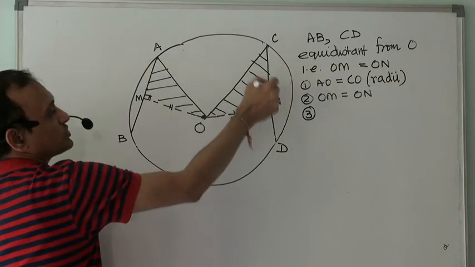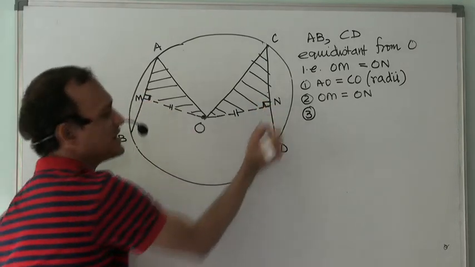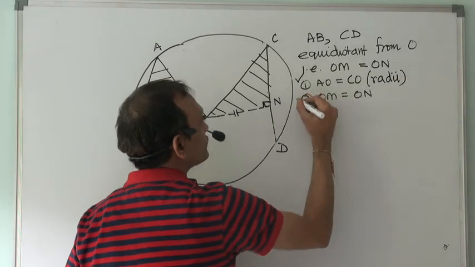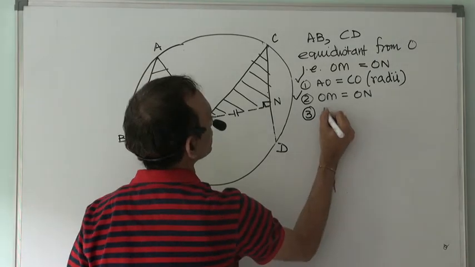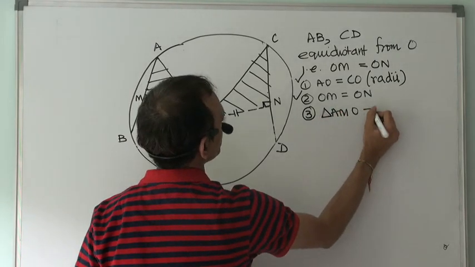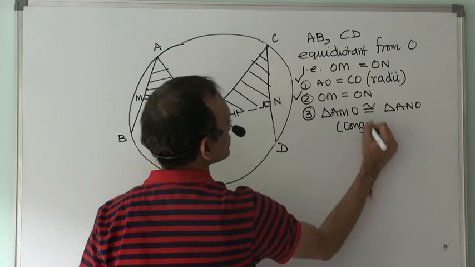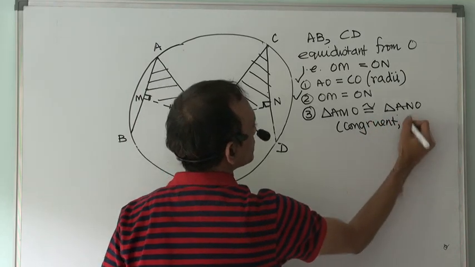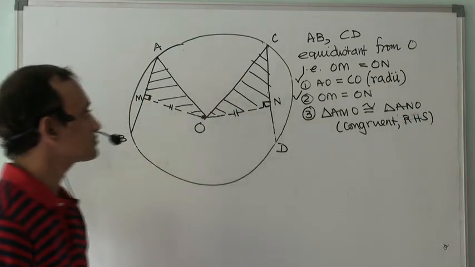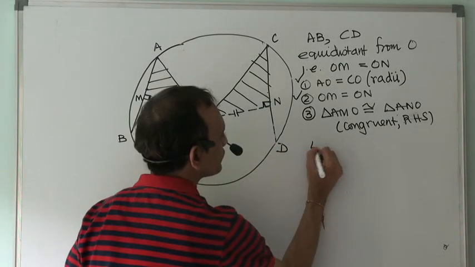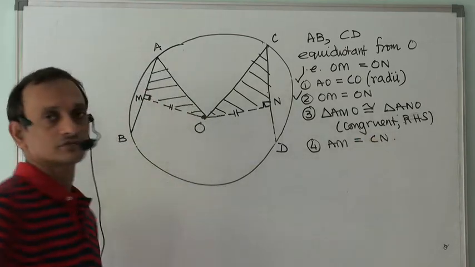And therefore, triangle AMO will be congruent to triangle CNO. Why? Out of RHS. Both are right angle triangles. This is 90 degrees, this is 90 degrees. If two of their sides are equal, then the two triangles ought to be congruent. These are congruent out of the RHS condition for congruency for right angle triangles. Now if that be the case, AM must be equal to CN out of congruency of the two triangles.